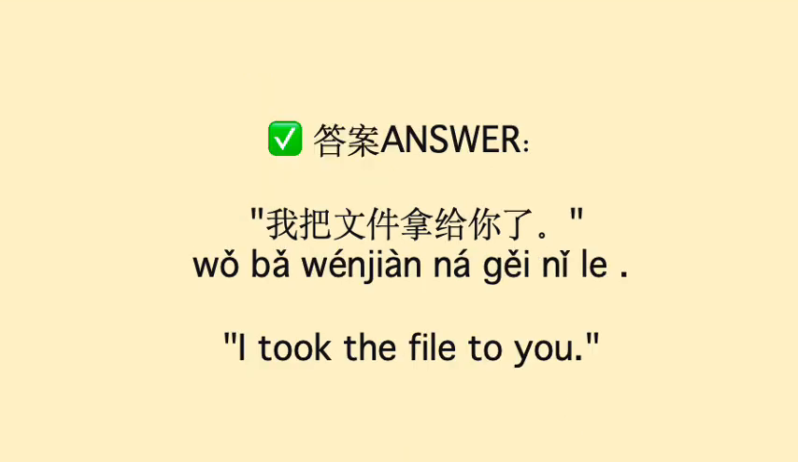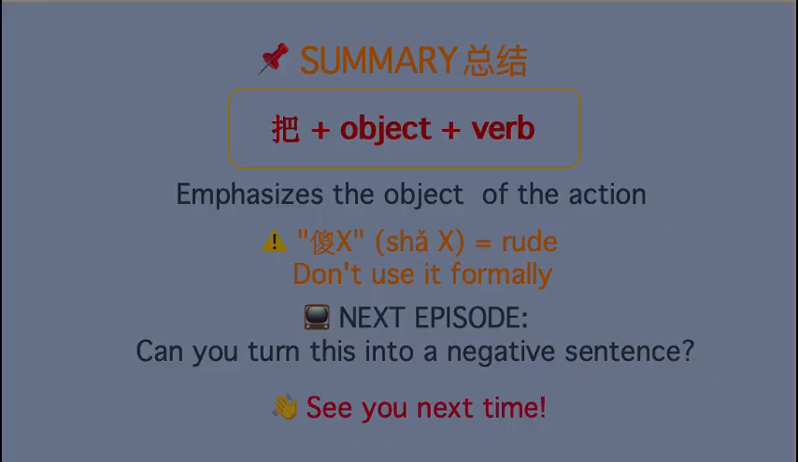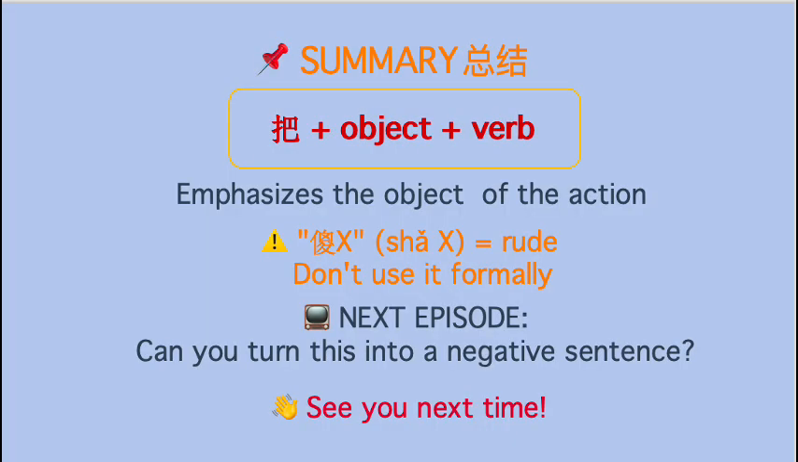The answer is 我把文件拿给你了. I took the file to you. Okay, today we learned the 把 sentence. The structure is 把 plus object plus verb. Its function is to emphasize the object of the action.